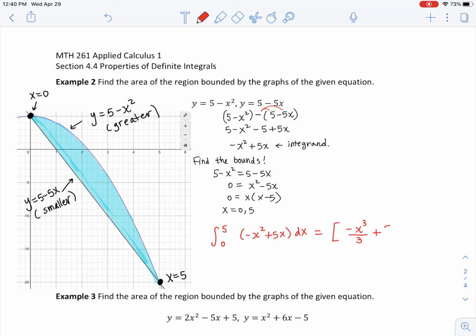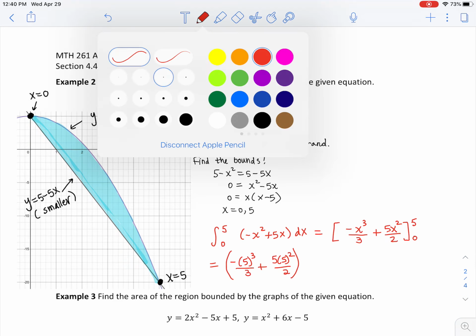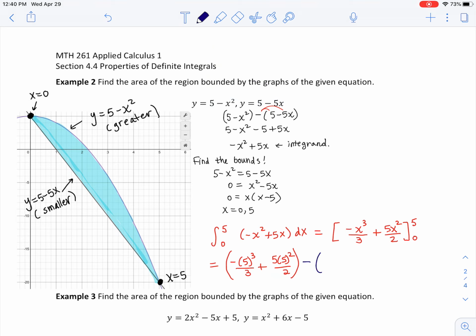First, find the antiderivative. Negative x to the third power divided by the new power of 3, plus 5x squared divided by the new power of 2. And the bounds are 5 and 0. So what you're going to do is plug in 5 into all these x's: negative 5 cubed over 3 plus 5 times 5 squared over 2. And then technically, what else do you need to do? You need to subtract the answer that you get from plugging in 0, right?